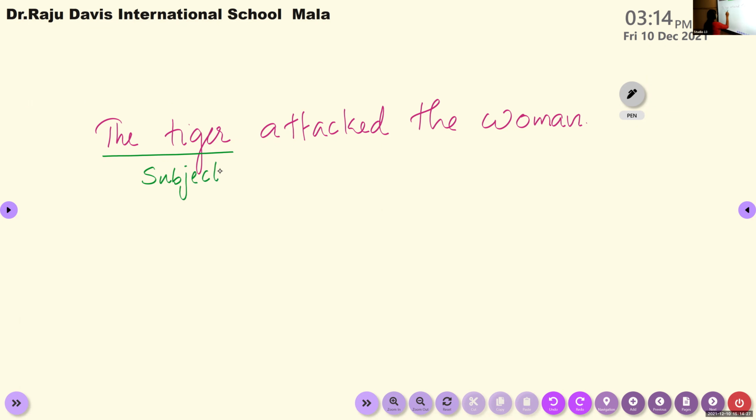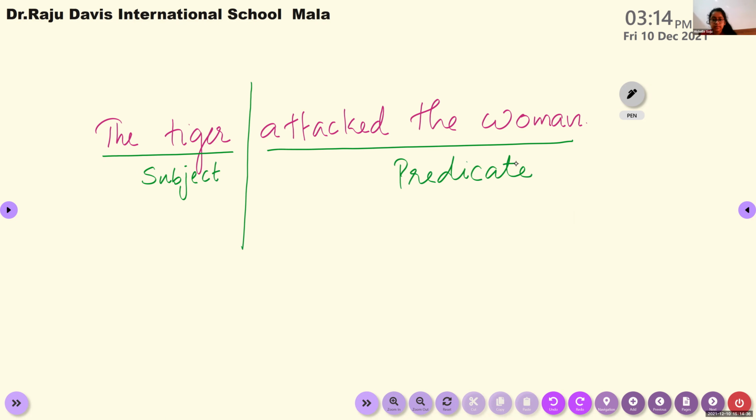What is the predicate here? Attacked the woman. Attacked the woman is the single predicate here. And the finite verb is? Attacked. Excellent. The finite verb is the word attacked.